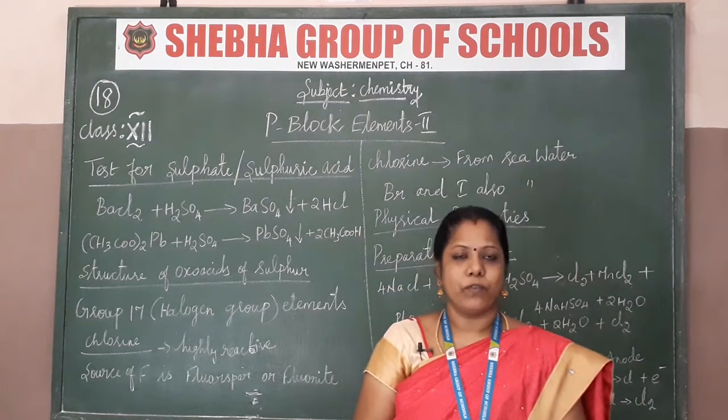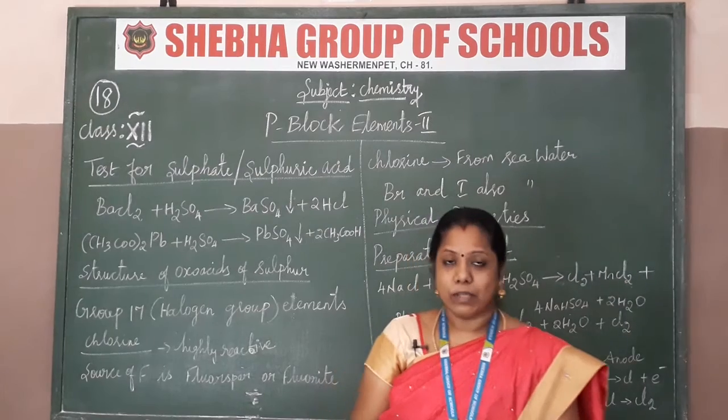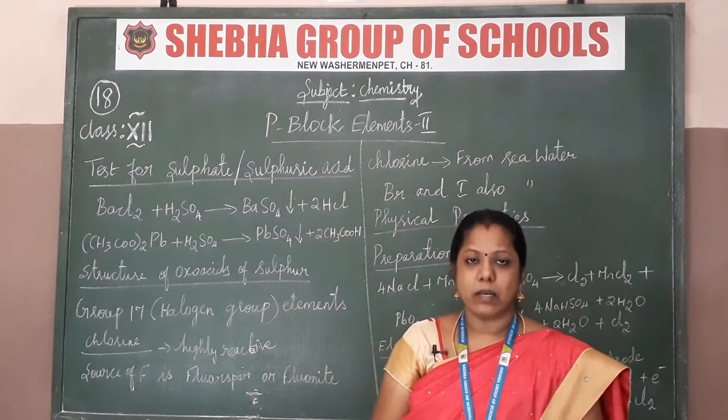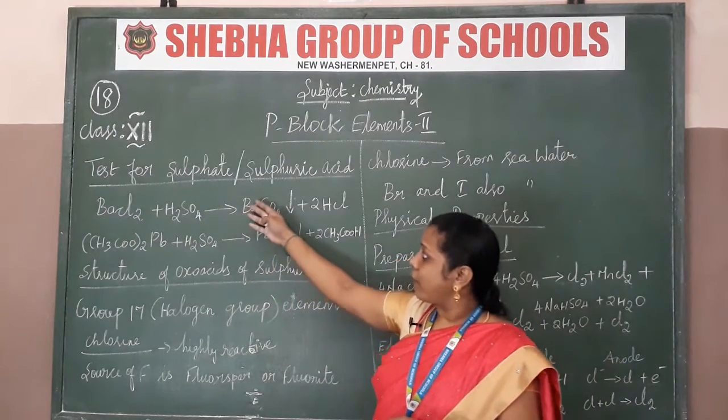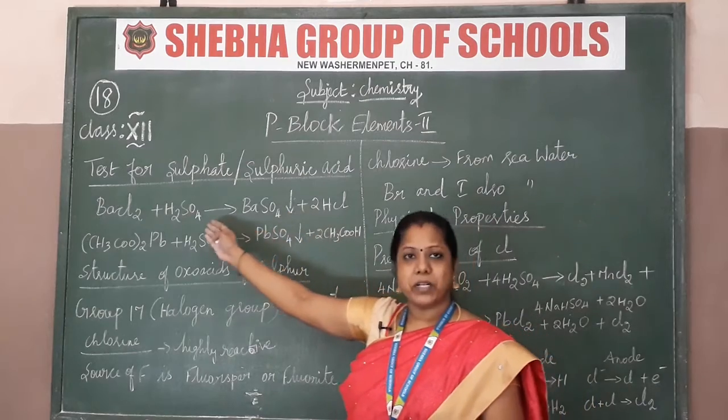Today we are going to study the p-block elements 2, the oxygen family, and sulfuric acid. We finished sulfuric acid in the previous classes. Now we are going to learn about the sulfate, how to get the sulfate from these equations. I am going to explain it to you.